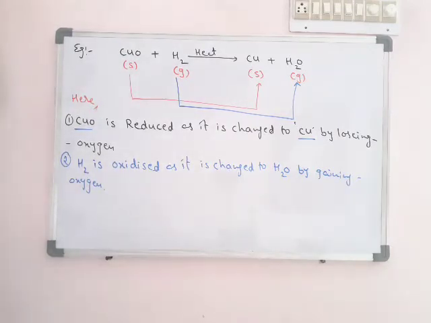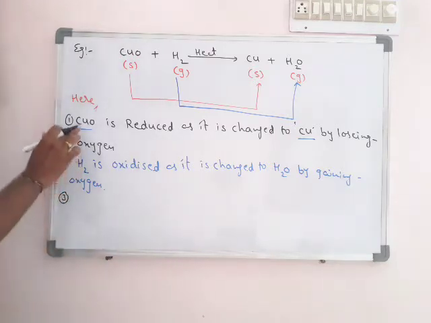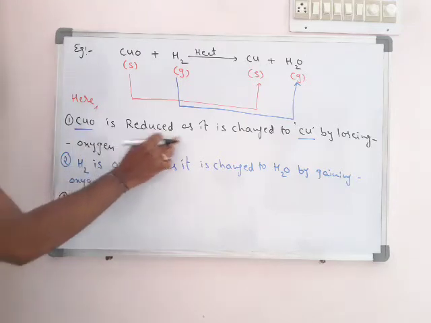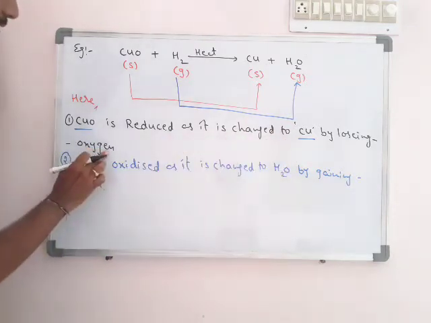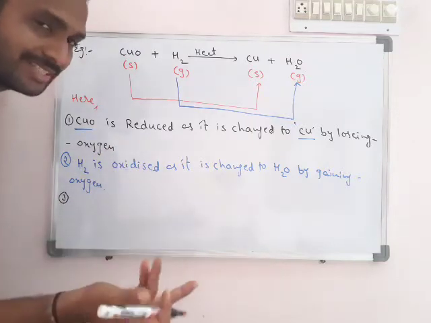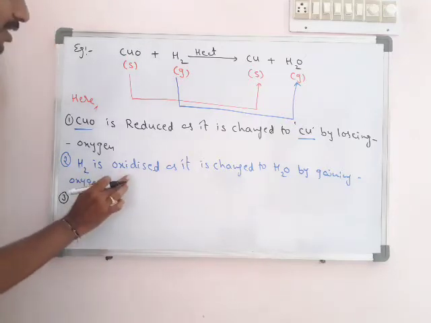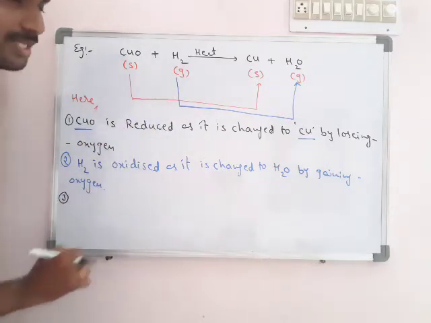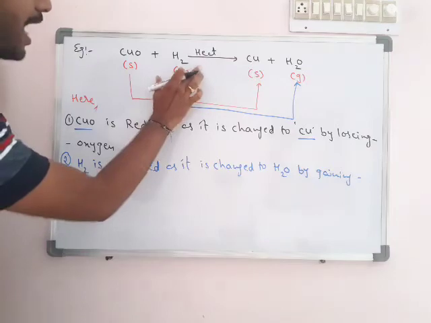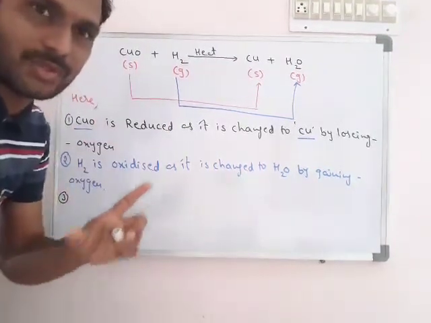See here the first one. So now I am writing about the oxidant and reductant. CuO is reduced by losing oxygen. The oxygen it lost, which took that oxygen? Hydrogen took that oxygen. Okay, the hydrogen actually doesn't lose its oxygen.